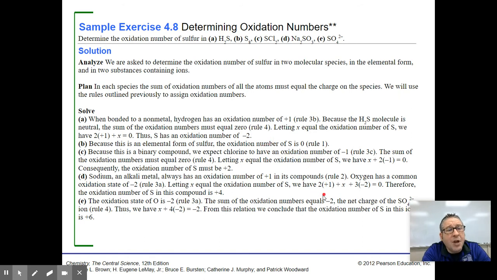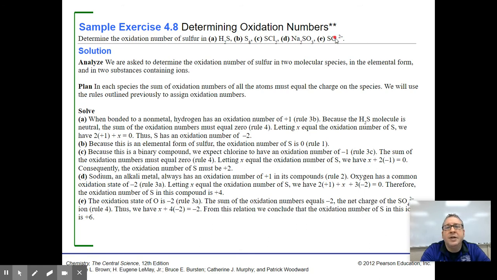So when we do this, again, we set it to 0. We solve for X. We find that sulfur in this case is a +4. So we've had all sorts of different oxidation numbers for sulfur here. And lastly, we have SO4 2-.